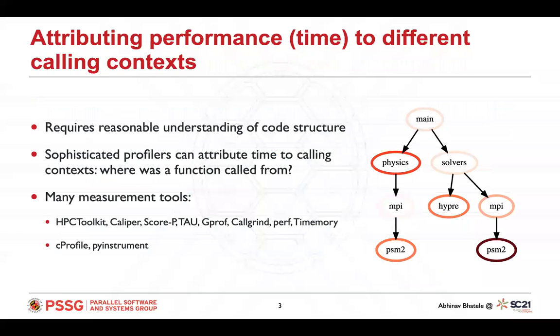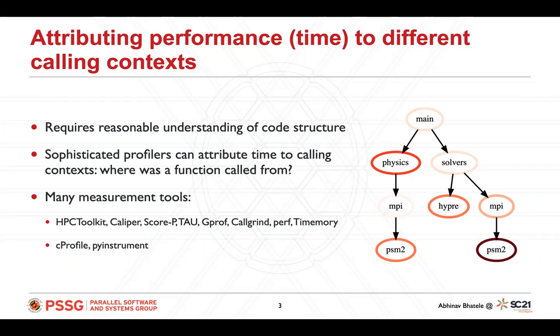In addition, we would also like to find out, when a function is called from different places in the code, do we spend different time in that function? This is called attributing performance or execution time to different calling contexts.